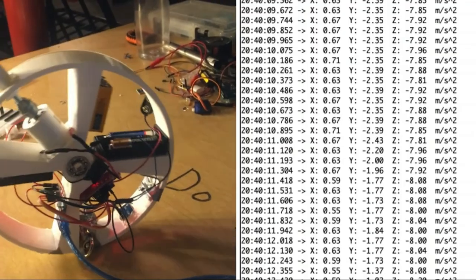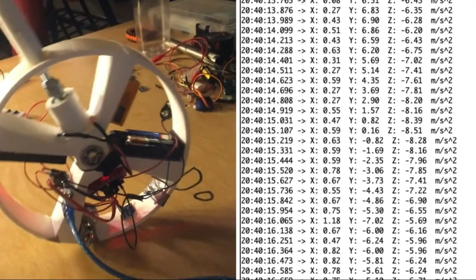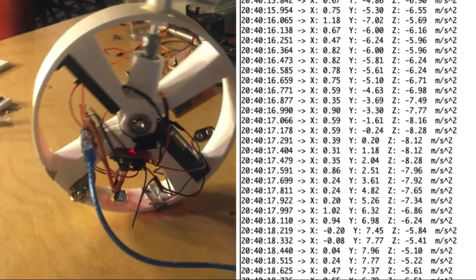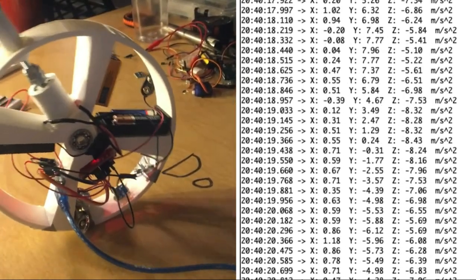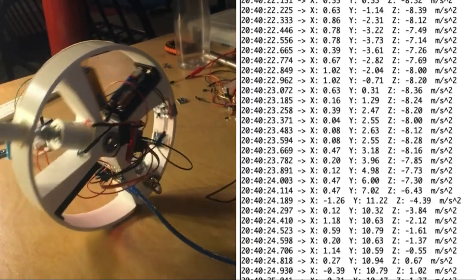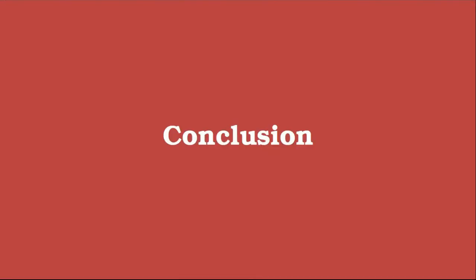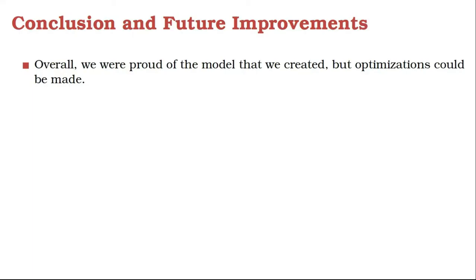While all of the electronic pieces worked as intended, such as the accelerometer, shown here, a plague of mechanical issues and breakages within the linear actuator ended up preventing an actual test of the wheel. This means that while we were close, in the end, we were not able to see if our mathematical results would be experimentally replicable. Overall, we are proud of the model that we created, but optimizations could be made.